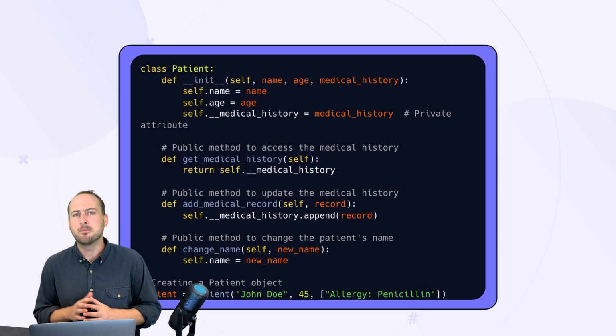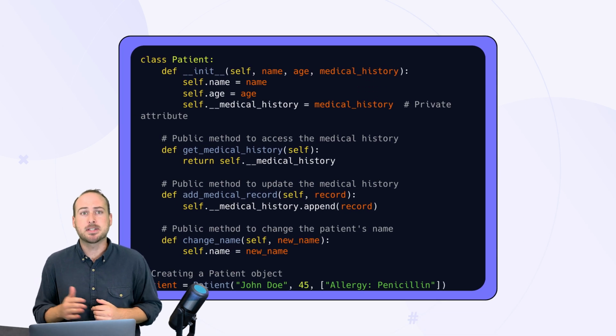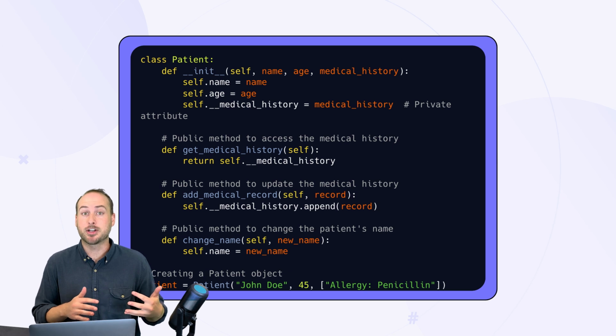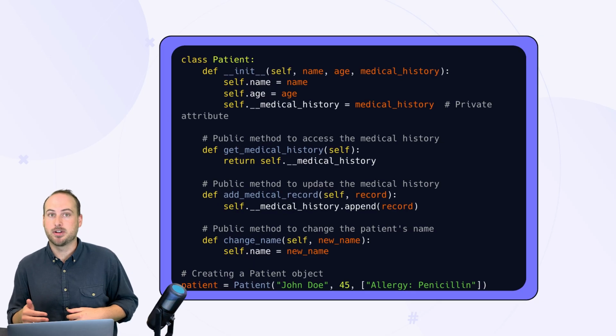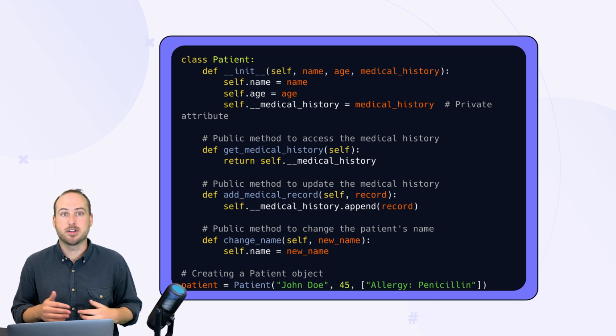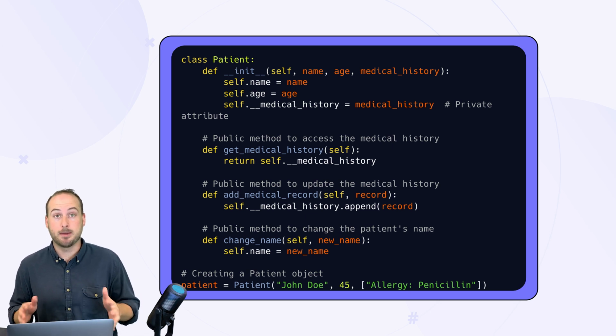Back to our example. The patient class encapsulates the patient's medical history attribute, making it private. This means that it cannot be accessed or modified directly from outside the class. Instead, we use public methods like getMedicalHistory to retrieve the medical history and addMedicalRecord to update it. This ensures that any changes to the patient's data are made in a controlled and validated manner, protecting the integrity of the data.